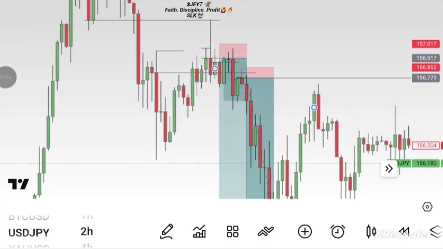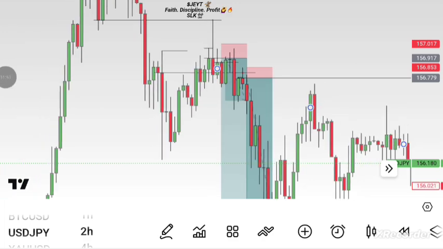So I'm following what my storyline tells me that it's doing. If my bias is telling me that price is going to be bullish, then once I've seen everything on the weekly time frame, on the daily time frame, and on the 4-hour time frame, I will just be moving in the direction of what my bias tells me to do, right?